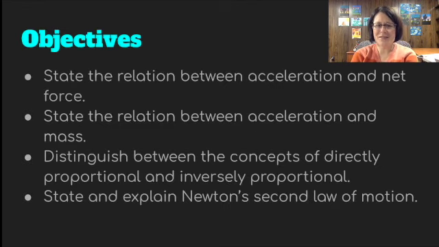So our objectives today were to state the relation between acceleration and net force, state the relation between acceleration and mass, distinguish between the concepts of directly proportional and inversely proportional, and state and explain Newton's second law of motion. So we have covered a lot of material and we'll be doing some things in class to clarify this.